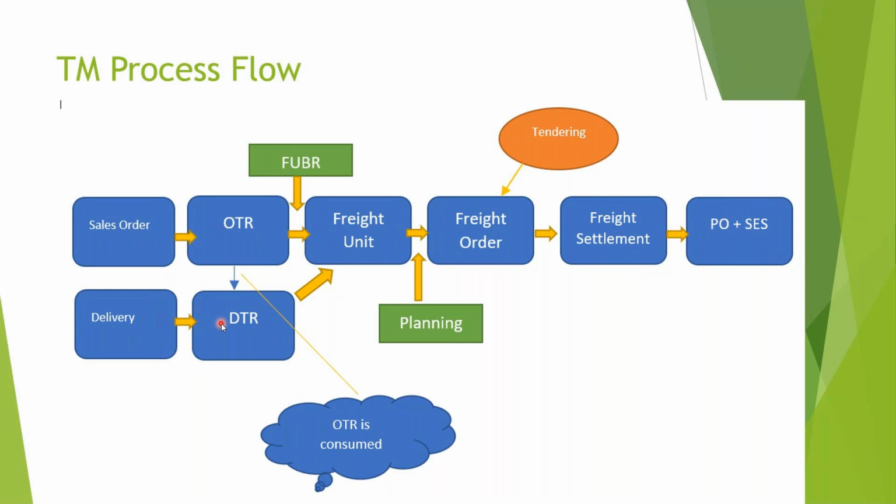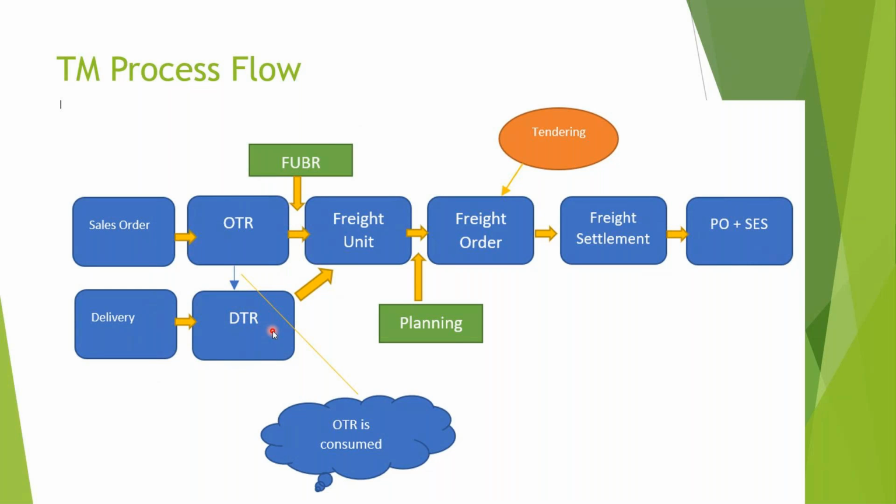But in your S4HANA 1809 or 1909 system, as I said, everything is in one box because it is an embedded solution. So you don't need to do a proper integration, because these two documents, your OTR and DTR, are no longer used, because you are on the same system. So why do you need to create duplicate data in the SAP system?